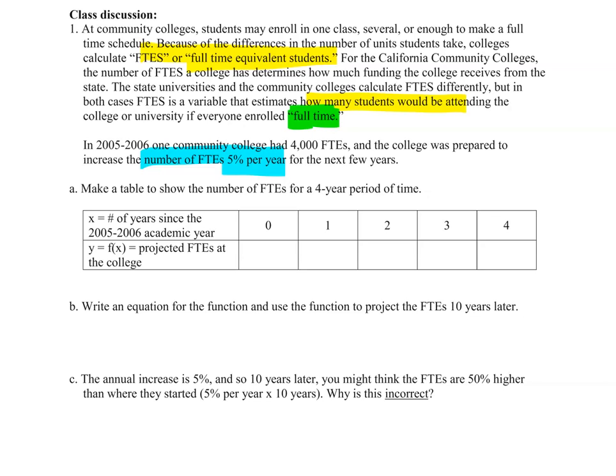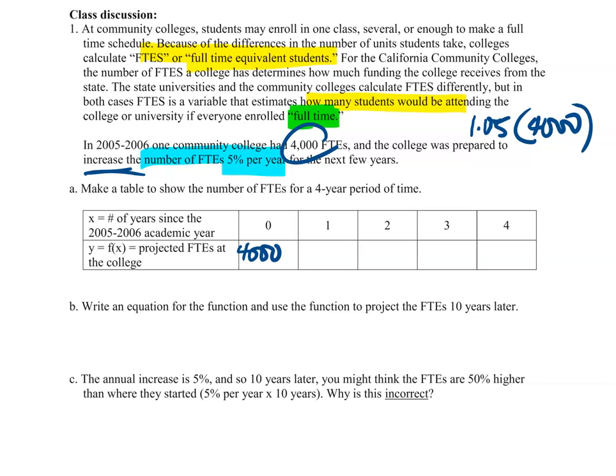So at the beginning, 2005-2006, the community college had 4,000 FTES. So you should have 4,000 here. Now after the first year, it increased the number by 5%. Remember from our warm-up, increasing by 5% is the same thing as, very good, 1.05 times 4,000.